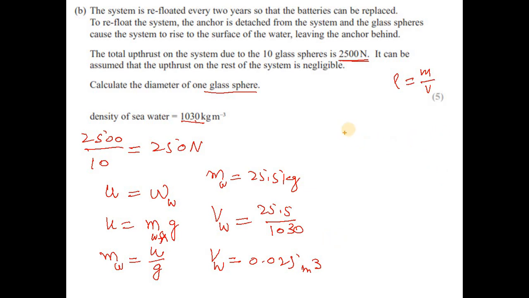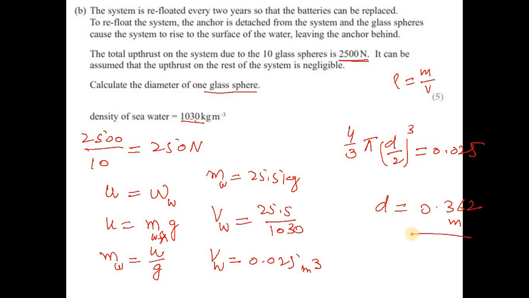This is the volume, and because this is a sphere, you can say that 4/3 pi r cube, or d by 2 whole cube, is equal to 0.025. Now clearly you can simplify this equation for d, and you can determine the diameter. You can take the cube root, simplify the equation, make d the subject. Finally d would be equal to 0.362 meter. That's how you figure out the diameter of one bulb.